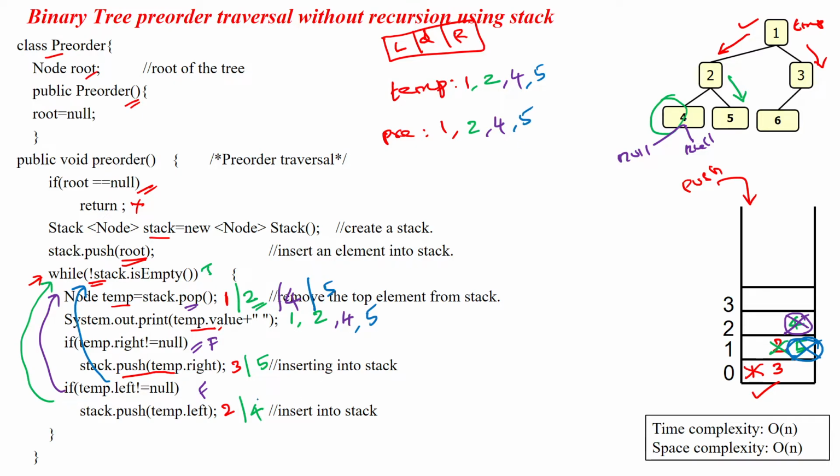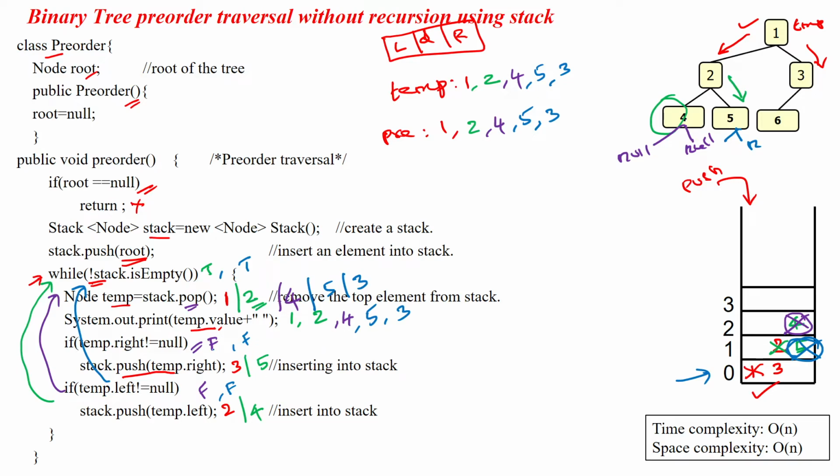Then now we are checking the temporary dot right. So 5 dot right is null, so this is false, not executing. Temporary dot left is also null here, so it is also not executing. Now we are again checking the stack. Stack is not empty, yes it is true. Stack is having the element 3 now, right? So now popping 3 and assigning it to the temporary. Now printing the value of temporary, so that is printed.